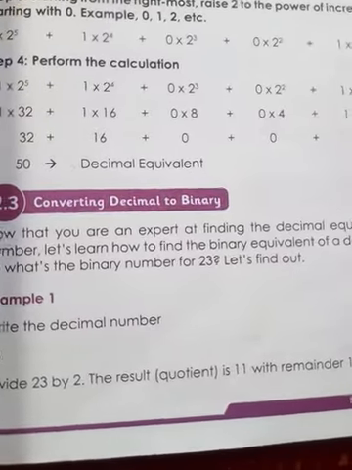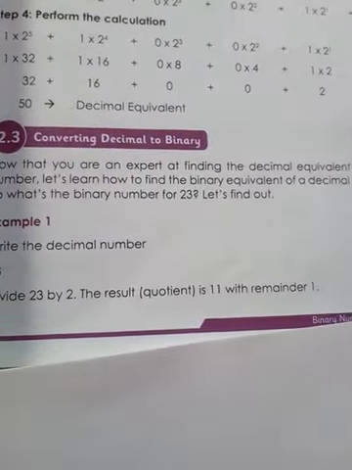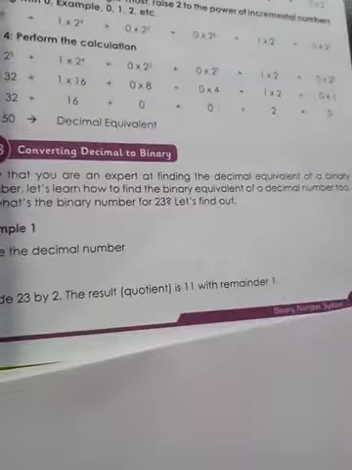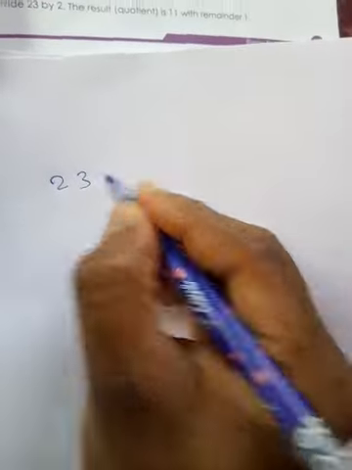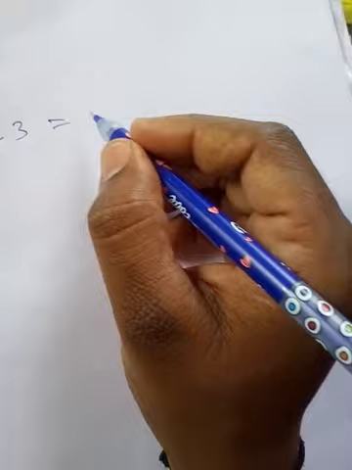After this, the second subject, 2.3, is converting decimal to binary. I will solve that one. Then the next one is decimal to binary. Converting decimal to binary, we will see that one. The first example is 23. We have to convert it into binary.